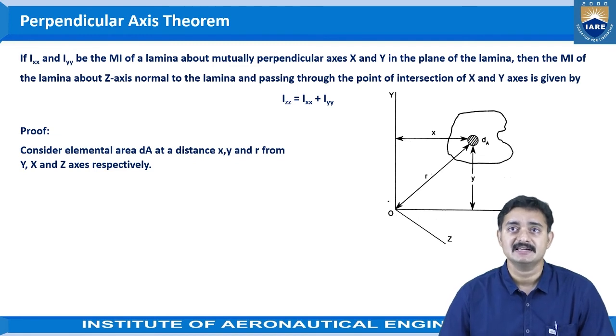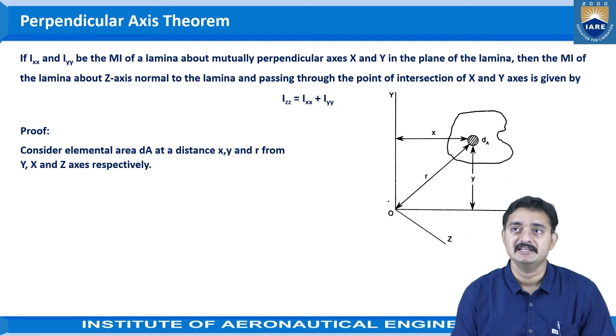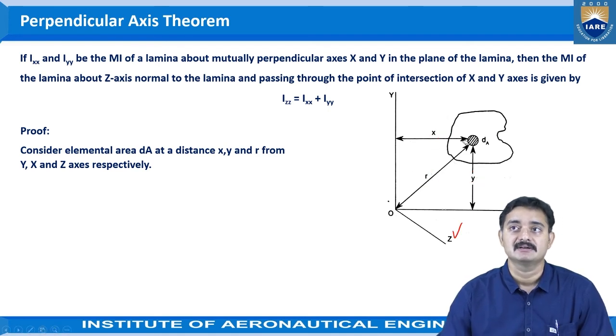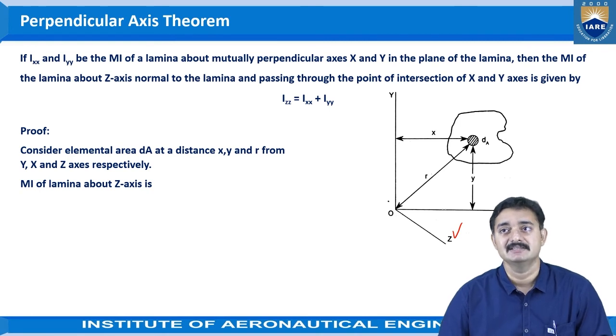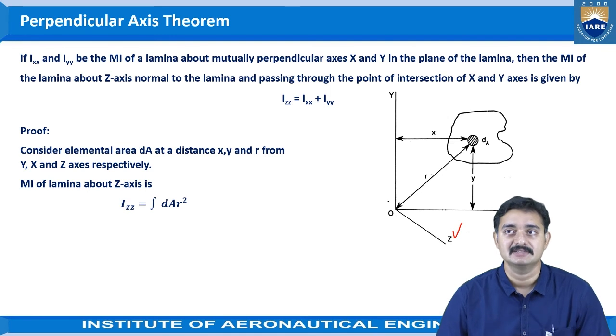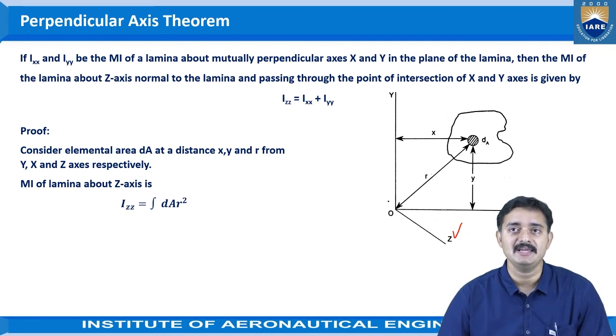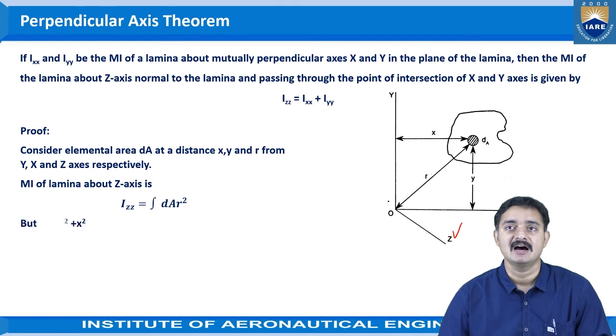Consider an elemental area dA at distances y, x and r from the x, y and z axes respectively. So this is the elemental area dA, and the distance of this dA from the x axis is y, from the y axis is x, and from the z axis is r. So these are the distances of the elemental area dA from the reference axes. Now the moment of inertia of the lamina with respect to the z-axis would be Izz is equal to integral dA r square.